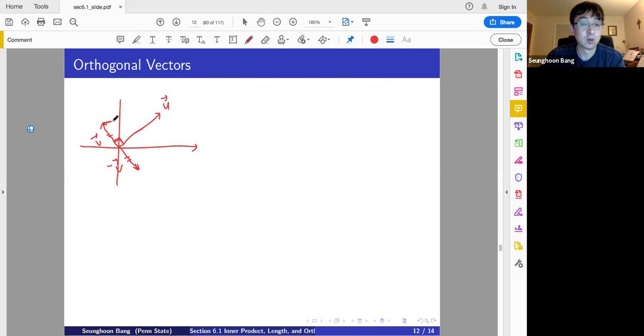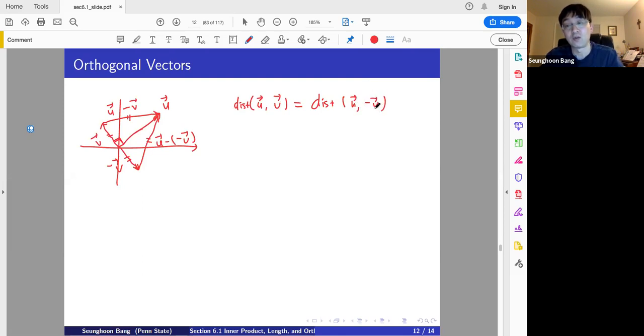You can connect. What is this vector? This vector is vector u minus vector v. What about this vector? This vector is vector u minus negative vector v. What happens to the length? The length is the same. So this is one good idea. The distance between vector u and vector v is exactly the same as the distance between vector u and negative vector v. This is one good idea for finding the property of perpendicular vectors.